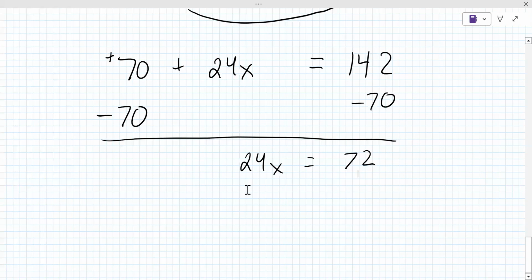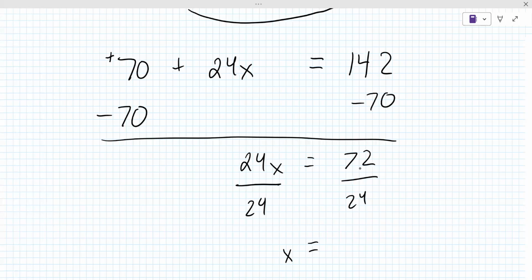Okay. How do we solve this last part here? You should divide. Divide by 24. Yep. What is 72 divided by 24? Three. It is 3. Good.